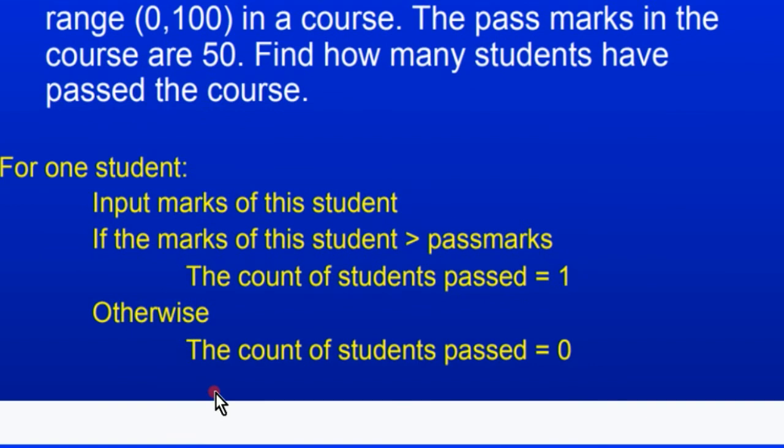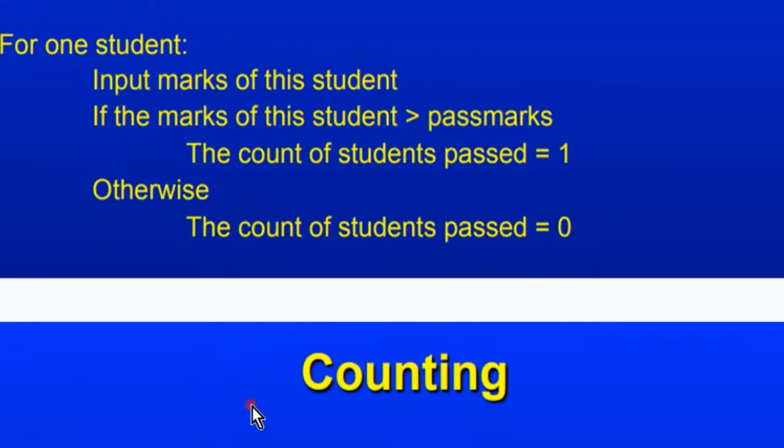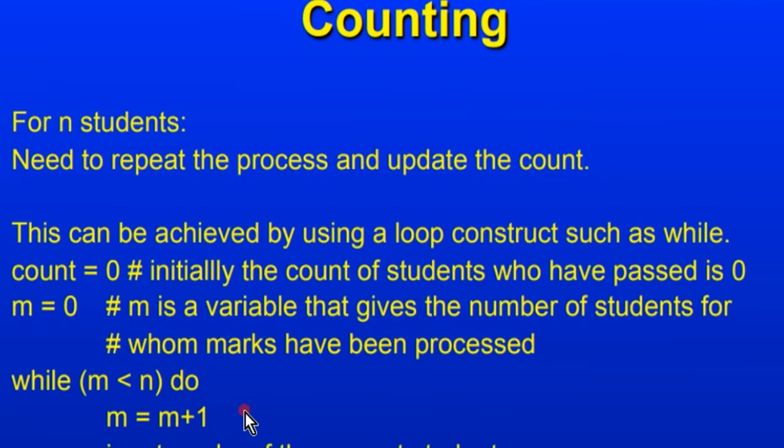That we have to find out. So for one student, input the marks of the student. If the marks of the student are greater than the pass marks, the count of students passed is equal to 1. Otherwise, the count of students passed is equal to 0. So in a simple way, we can say that if I take one single student, I have to take that student's marks and compare them with the pass marks, and then I can say one student has passed. I can increase the count by 1. Okay, so we will see the process.